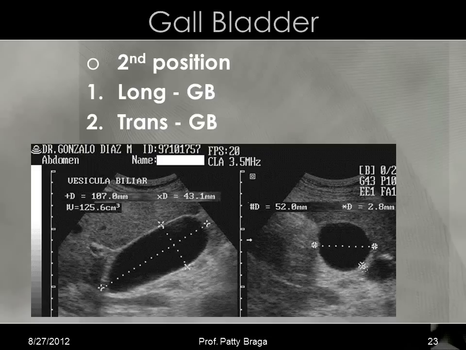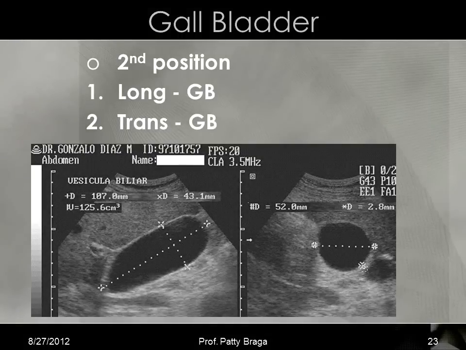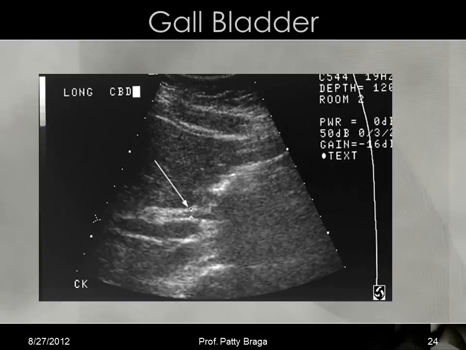That is not where you measure the gallbladder. It is always the anterior wall of the gallbladder, and most of the time you want to do it in the transverse view.